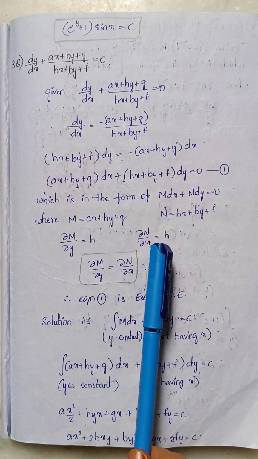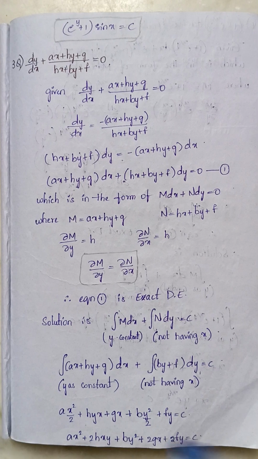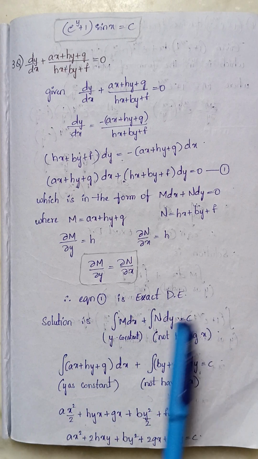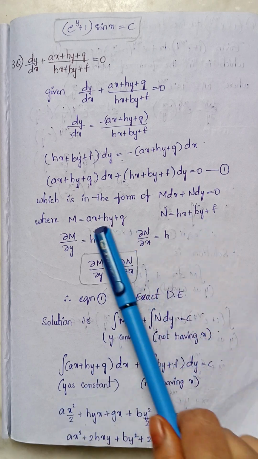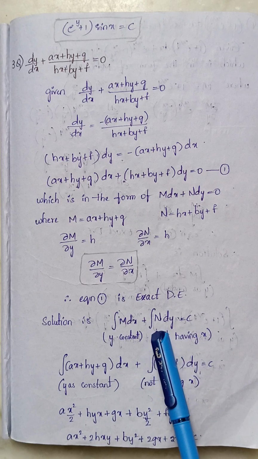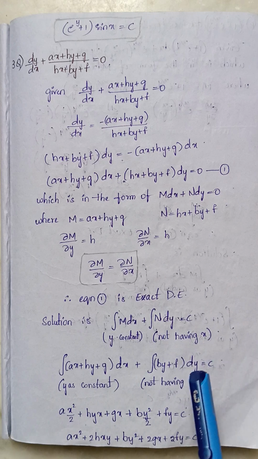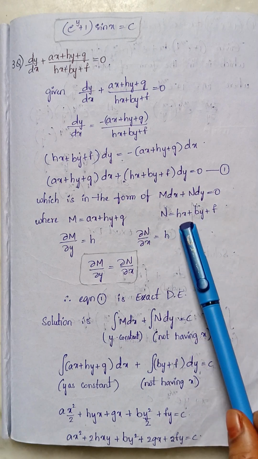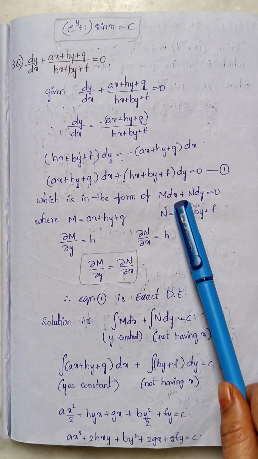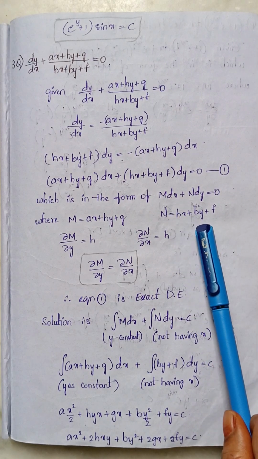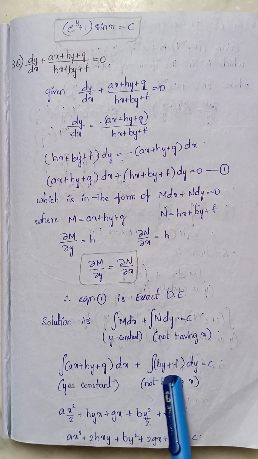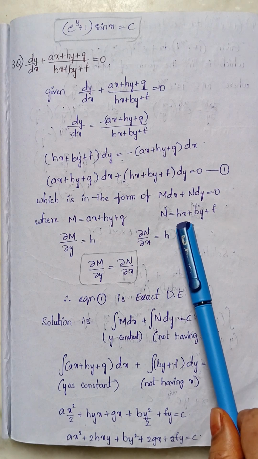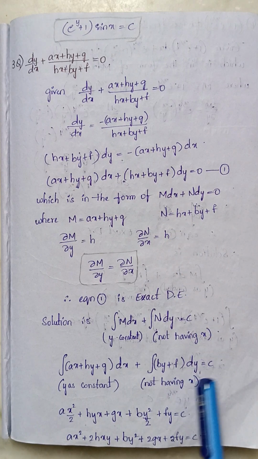Now we have ∂M/∂y equal to ∂N/∂x, so we can say it is an exact differential equation. So obviously the solution is like this. Again write the integration of M dx, what is M here, this into dx, plus N dy. In this N we should not take all the terms, only the terms not having x. Here by has no x, so we take it, and this is a constant, so we also take it, so by plus f. Here it has x, so we should eliminate this term. Now into dy equal to c.